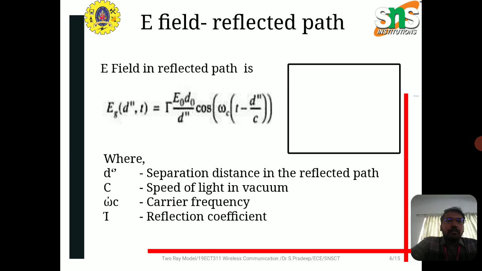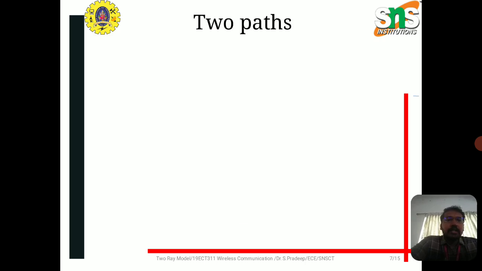The electric field in the reflected path is given by the reflection coefficient gamma times E0 d0 by d'' cos of omega c of (t minus d'' by c), where d'' is the separation distance in the reflected path and gamma is the reflection coefficient.